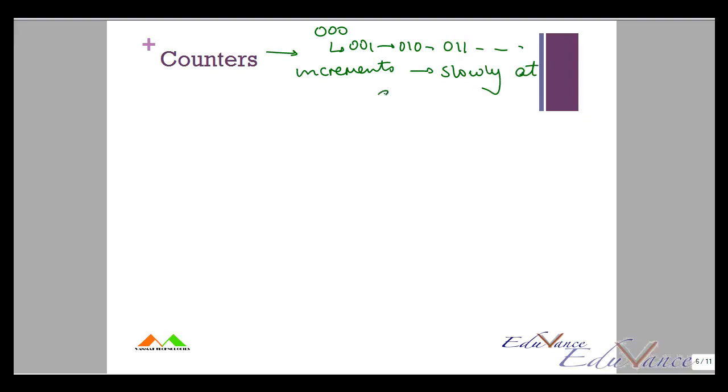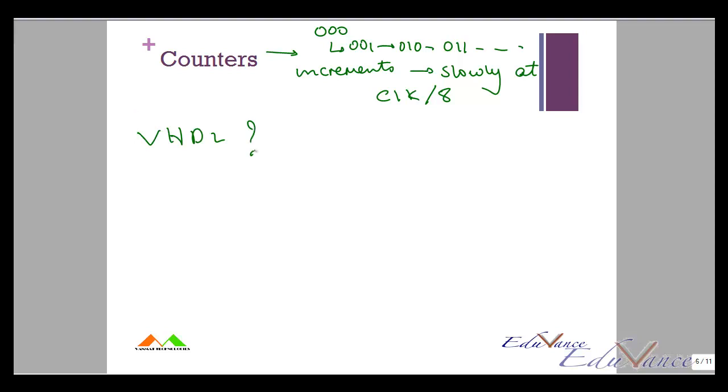I hope that is clear. Now similarly, a counter is basically something that counts. So let's say I have a 3-bit counter, same as the divider, I would go 000, 001, 010, 011, and so on. Now if I want to make a counter that increments slowly, for example at clock divide by 8, what would be the VHDL design for that?